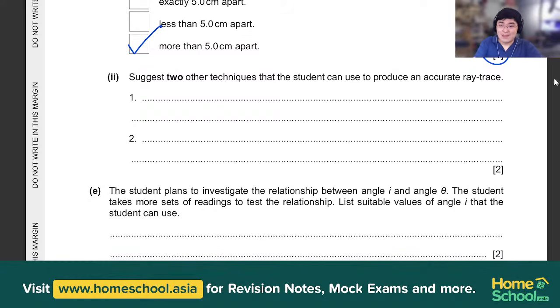Number one, when you're drawing the diagram, you want to use nice, sharp, and thin pencils, so the lines are thin. And also, number two, you want to make sure that the pins you're using, basically the pins P1, P2, P3, and P4, are as thin as possible, so there is less error on the readings. So let's write that down. These are the two answers you can use.